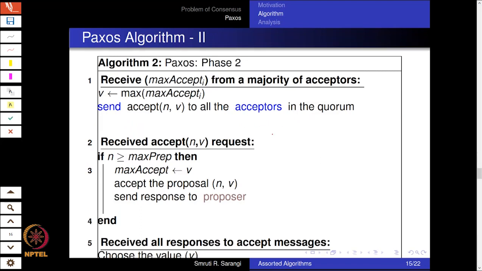So once it is sent back, we look at phase 2. Let's say phase 2 starts from here. At the end of phase 1, what happens is that we have the proposer here.